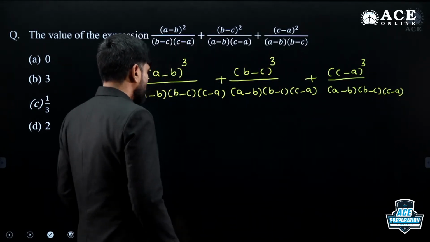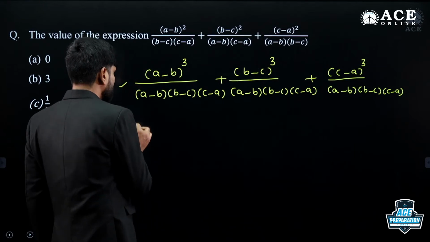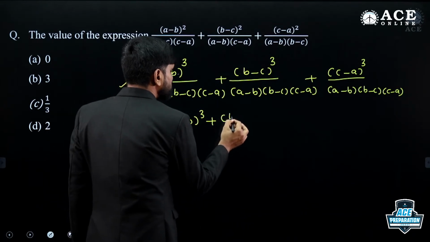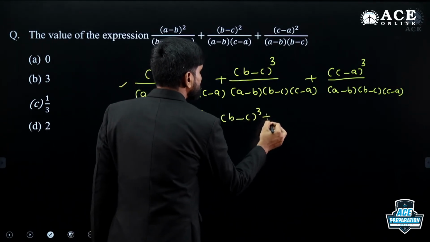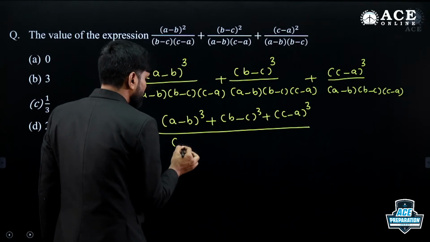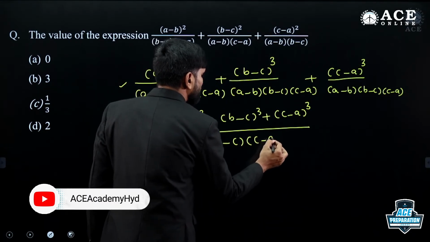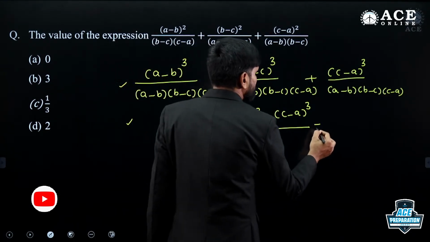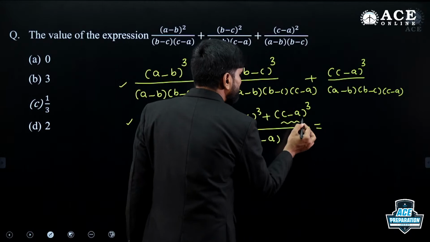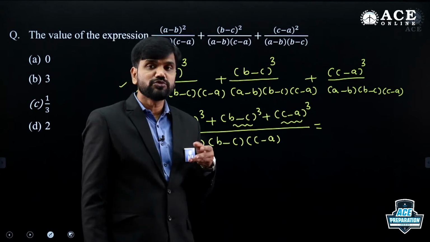Right, dear? Now, as the denominators are the same, you can simply add the numerators. That will give you a minus b whole cube plus b minus c whole cube plus c minus a whole cube, divided by a minus b into b minus c into c minus a at the bottom. Now again if you check here, if you take it as a plus b plus c, those three expressions together will add up to 0.